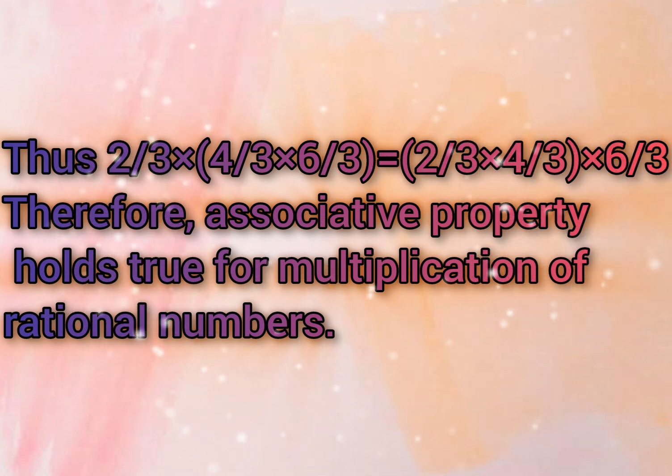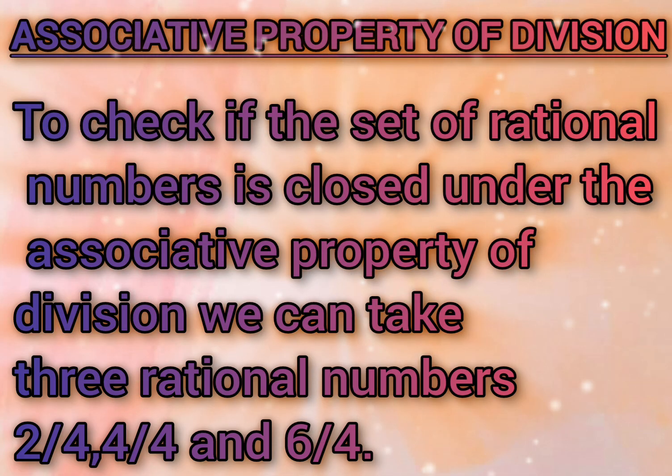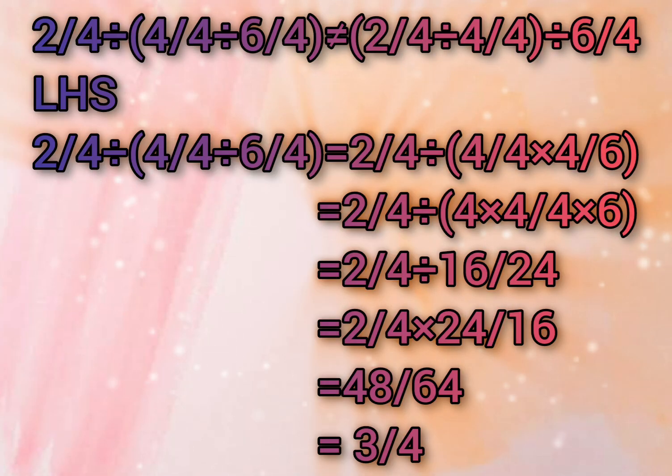Therefore, associative property holds true for multiplication of rational numbers. Associative property of division. To check if the set of rational numbers is closed under the associative property of division, we can take three rational numbers 2/4, 4/4 and 6/4. Now we will calculate 2/4 ÷ (4/4 ÷ 6/4), which is equal to (2/4 ÷ 4/4) ÷ 6/4.